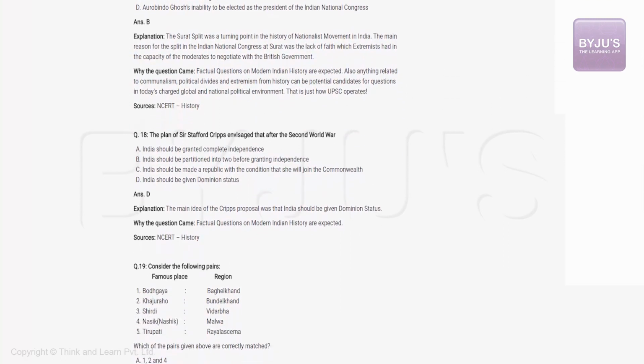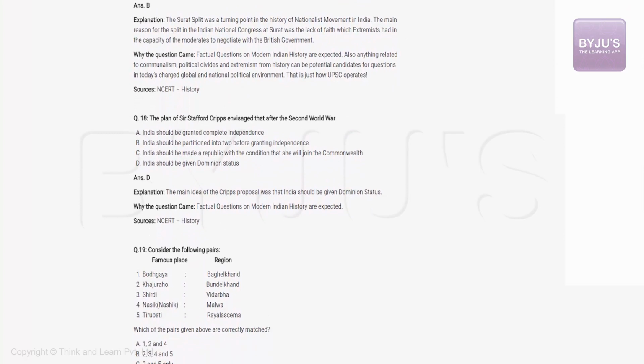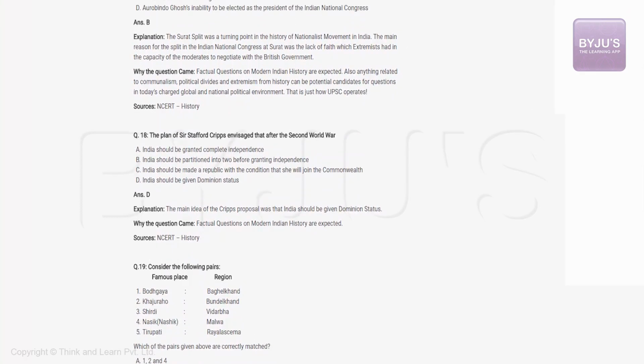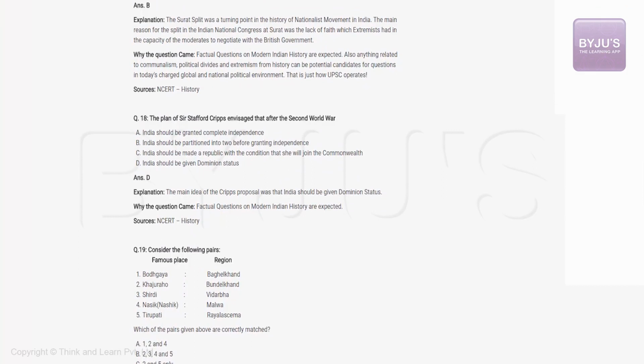Now, question number 19 becomes a slightly tough question again. But with a bit of knowledge, you can actually get it right. But here, a bit of geographic knowledge is required. You should know what things are where, etc. Right? So, which of the following are correctly matched is the question, right?